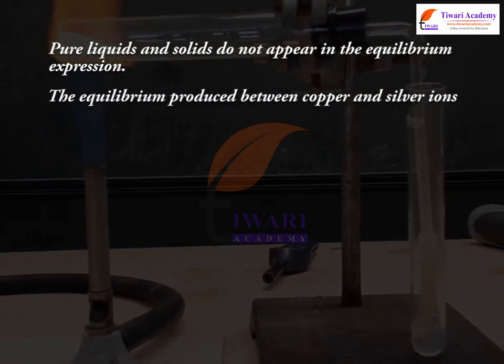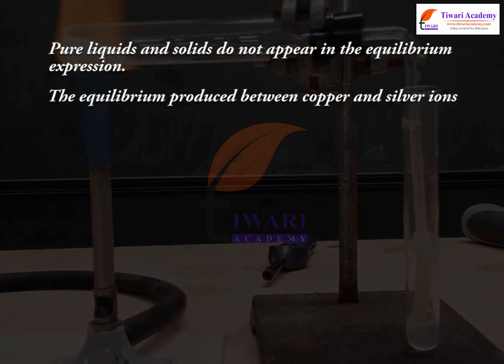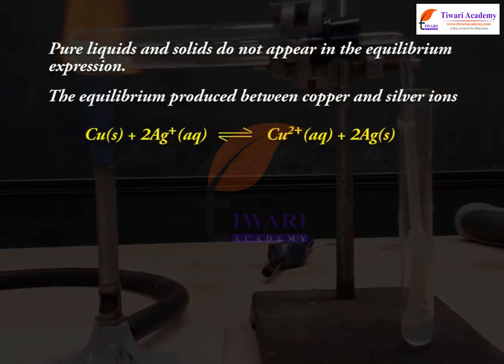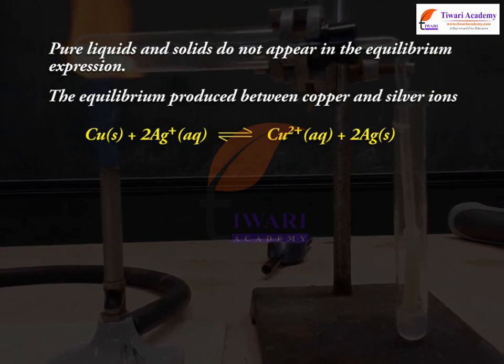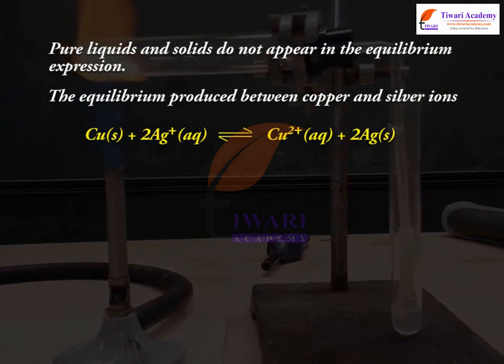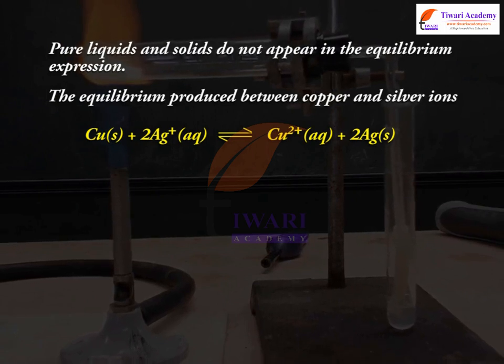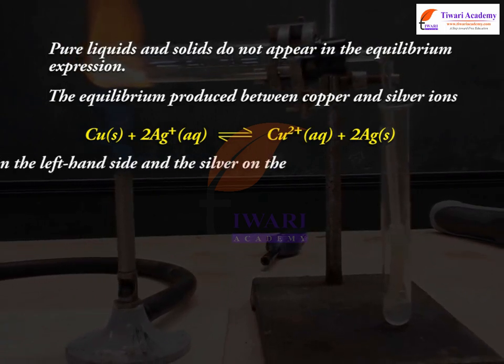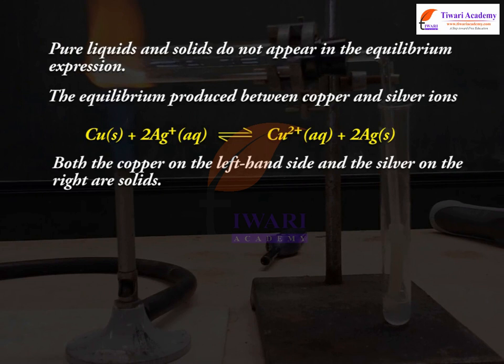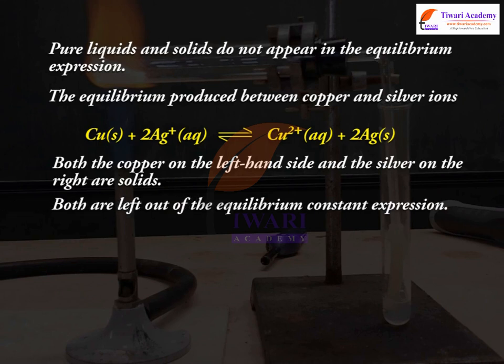The equilibrium produced between copper and silver ions. Cu solid plus 2Ag+ aqueous in equilibrium with Cu2+ aqueous plus 2Ag solid. Reversible reaction. Both the copper on the left-hand side and the silver on the right are solids. Both are left out of the equilibrium constant expression. Kc is equal to the concentration of Cu2+ ions upon the concentration of the square of Ag+ ions.